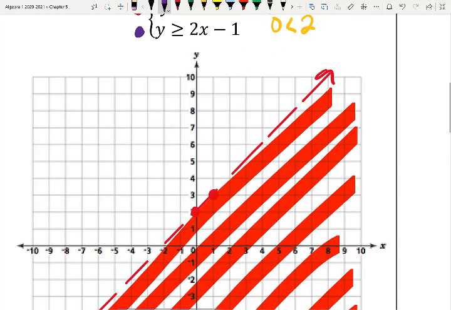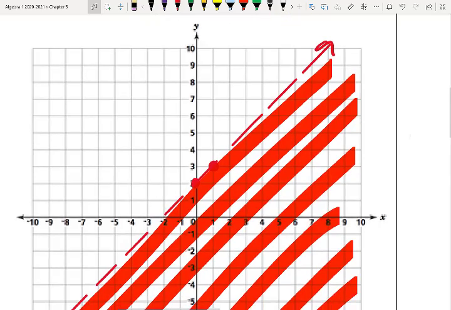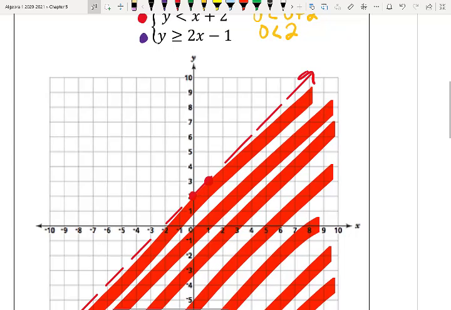So that inequality originally, y is greater than or equal to 2x minus 1. So that minus 1 tells me that's my y-intercept. Negative 1 is my y-intercept. Since my slope is positive 2 from that y-intercept, I'm going up 2 and then right 1. So up 1, 2, over to the right 1.